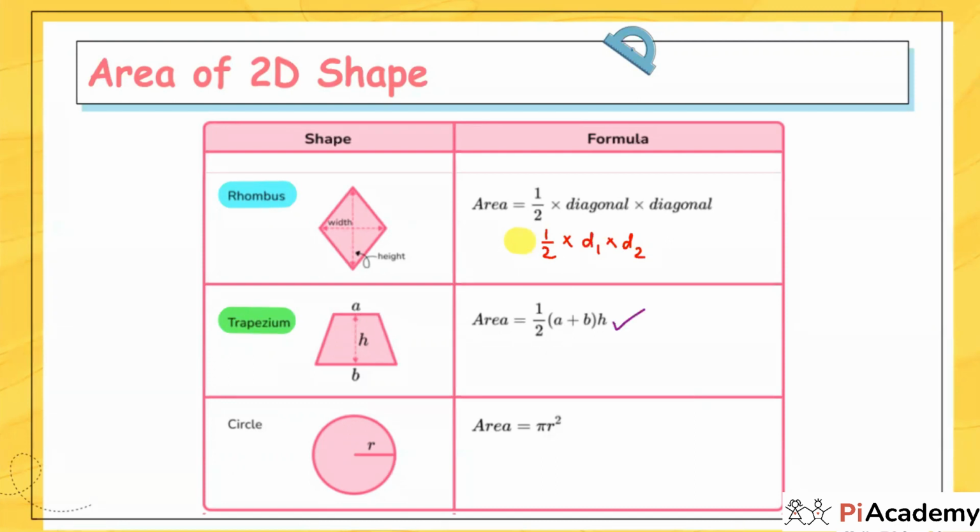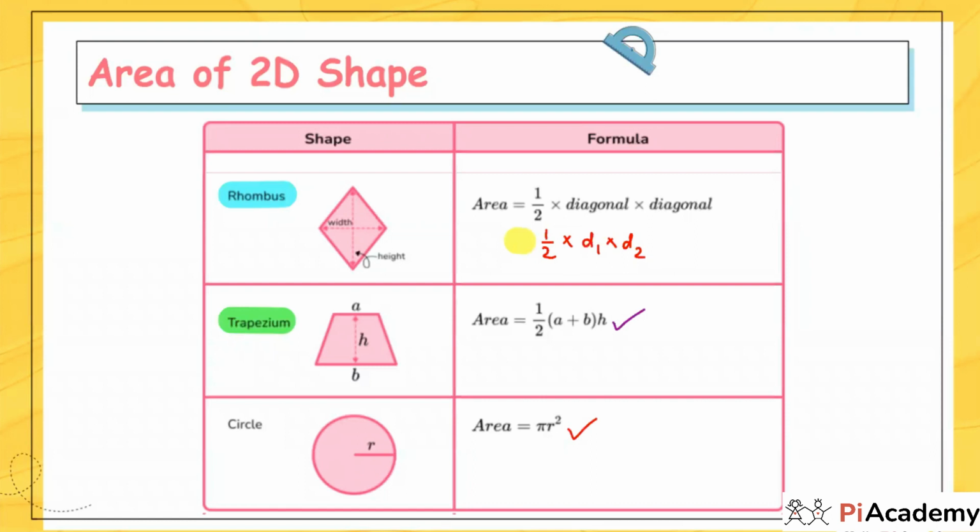And for a circle, it's very clear, pi r square. Don't get confused between circumference and area for a circle. Circumference is 2 pi r, whereas area is pi r square. So let's take one example based on the area.